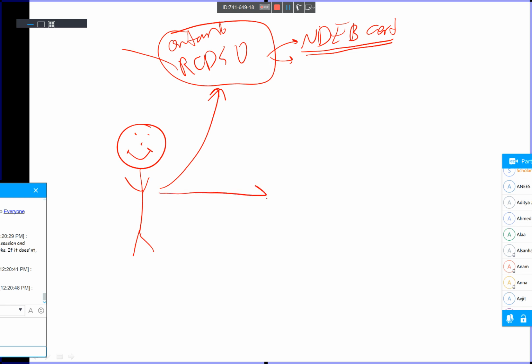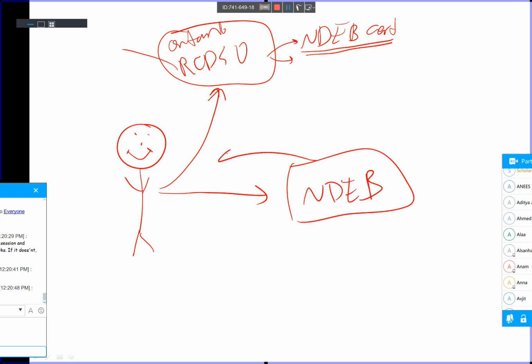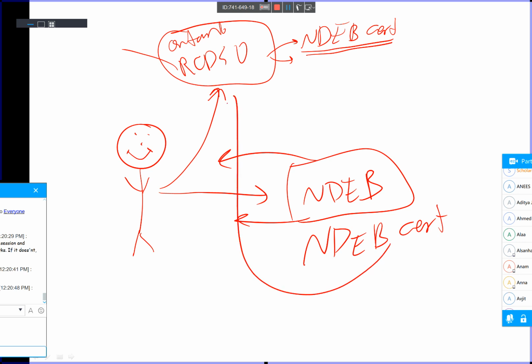So now you have to go to the NDEB. These are two different organizations. The NDEB is only responsible for examining you, approving you and giving you the NDEB certificate. Once you get that, you can give it to the RCDSO, and then you can become a dentist.